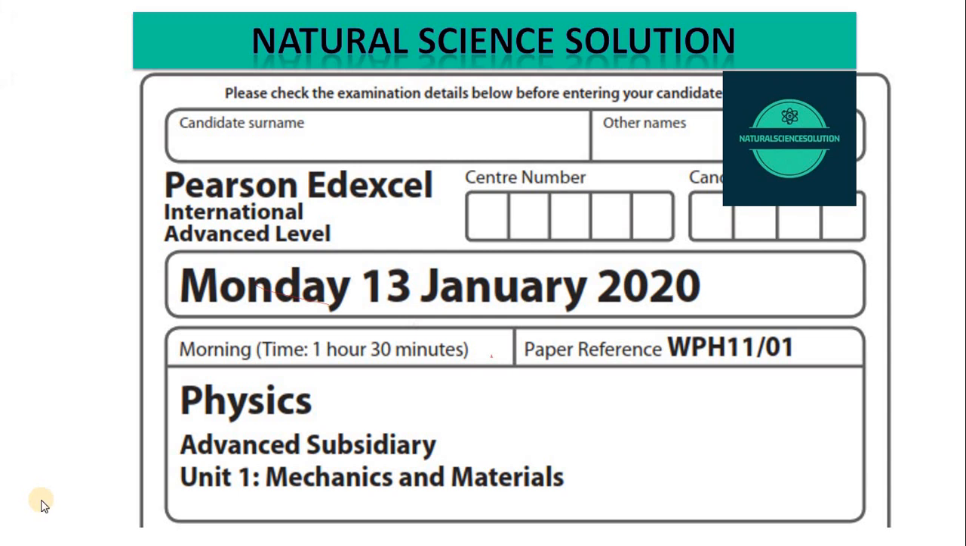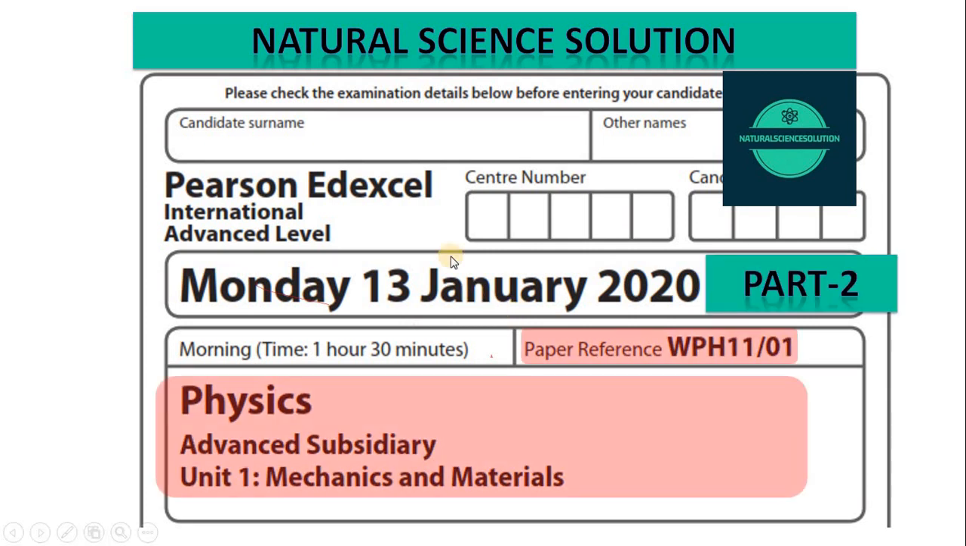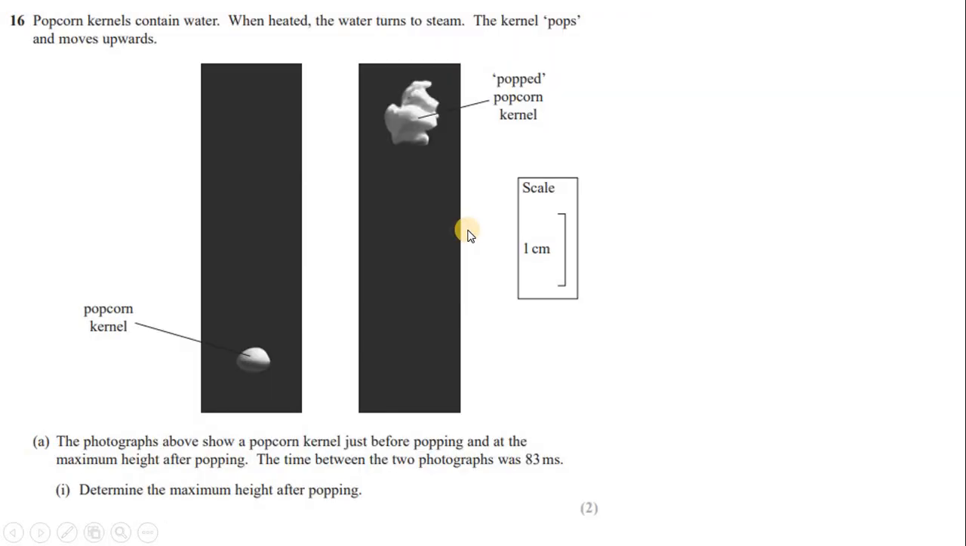Hi, welcome to the video solution for past paper. This is Edexcel IAL Physics, Unit 1, January 2020. Second video of the series, so let's start. Question number 16.